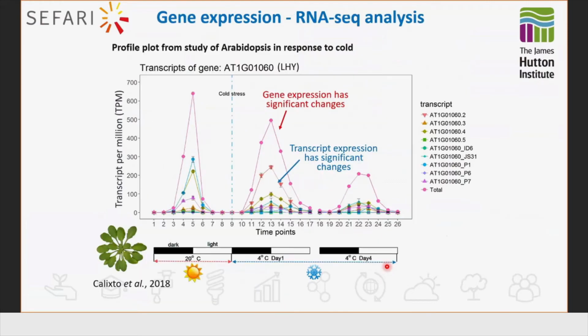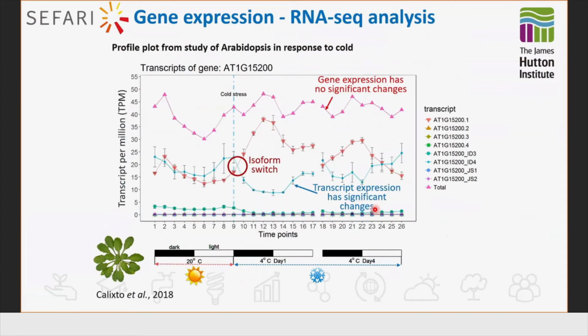So here I'm going to show the expression profile of a gene from the study of Arabidopsis in response to the cold. For the datasets, we have 26 time points, and the Arabidopsis will first be placed at 20 degrees, then transferred to 4 degrees, and then day 4 of acclimation at 4 degrees. In the plot, the top line is the gene level expression, and the other lines are the transcript expression. From the plots, we can see both the gene and the transcripts have a significant expression change across these time points.